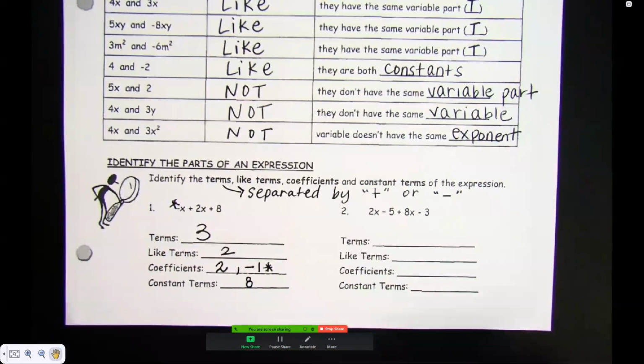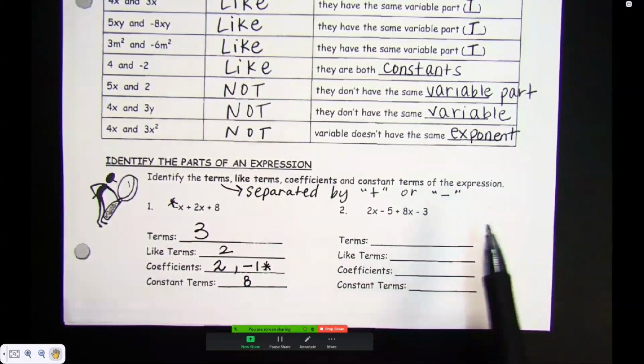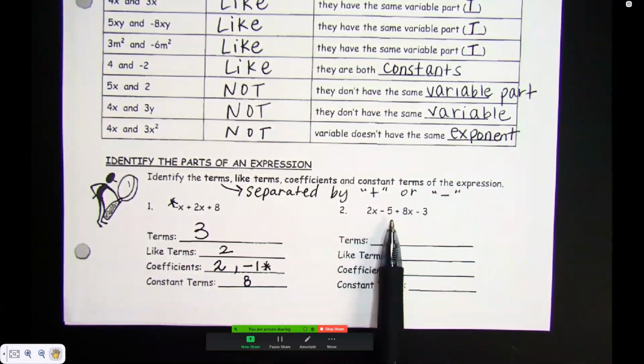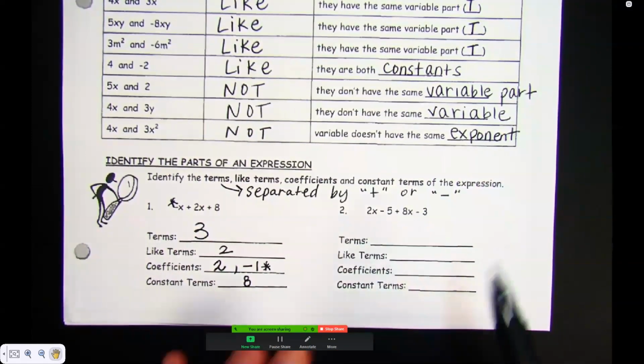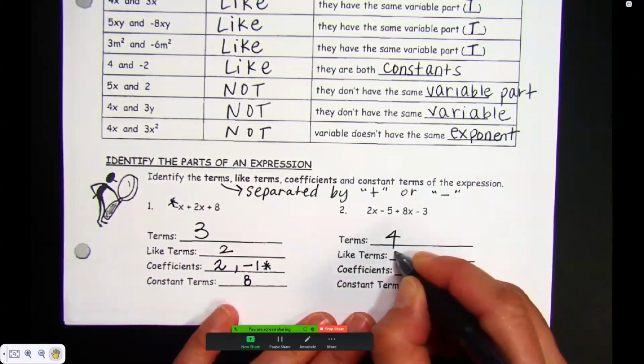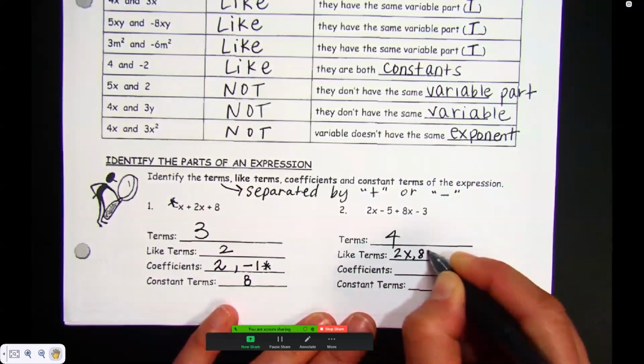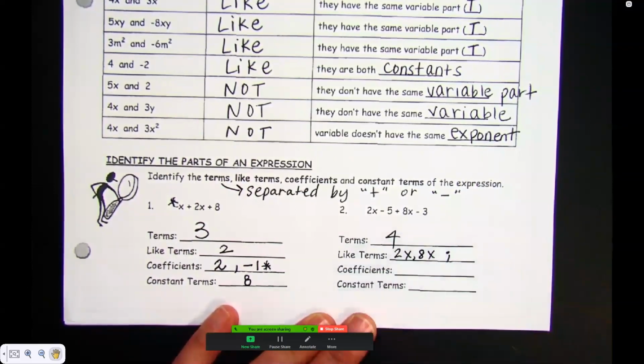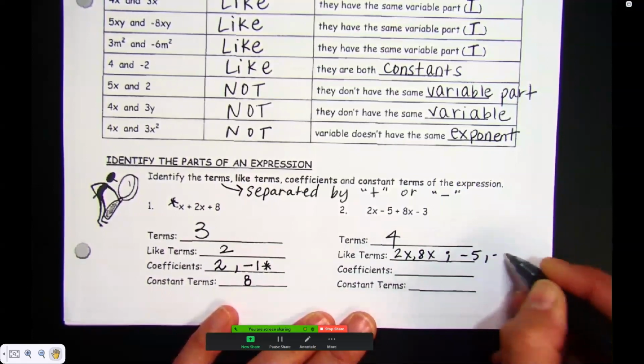Let's go ahead and take a look at number 2. Number 2 is a lot of terms. 1, 2, 3, 4. They're all separated by a plus or minus. I have 2 sets of like terms. I have 2x and I have 8x. And then I have my constants of a -5 and a -3.